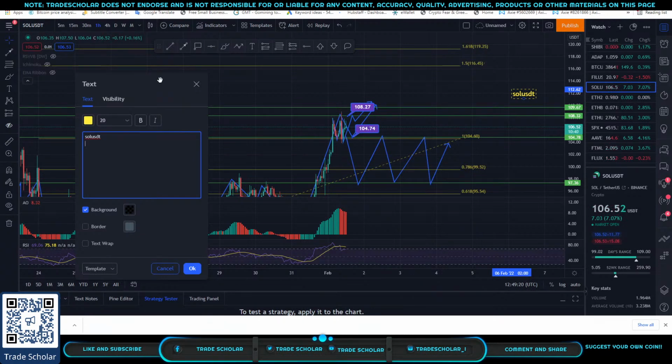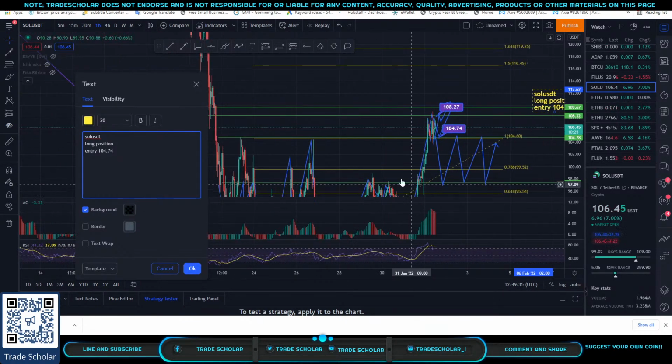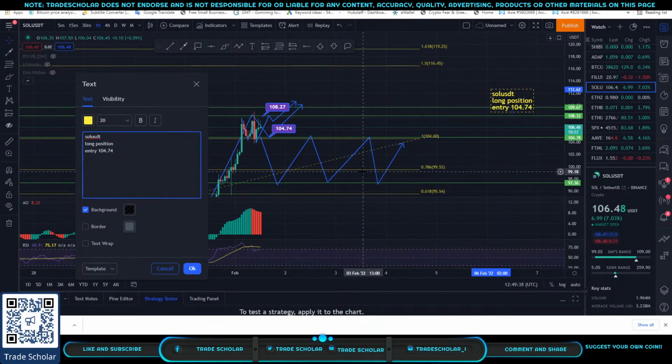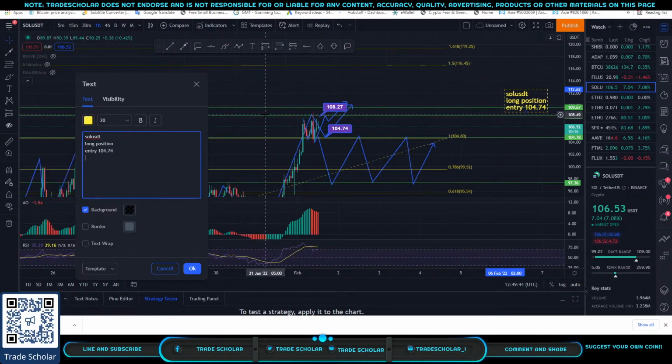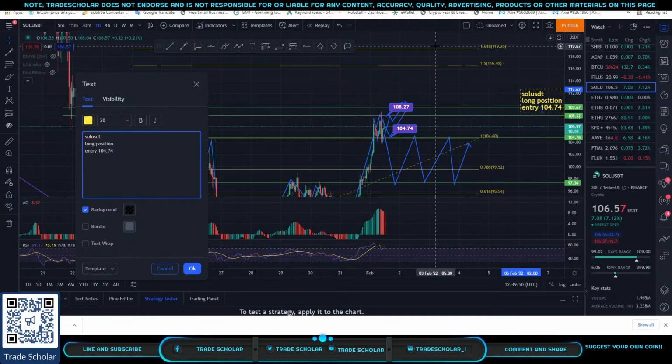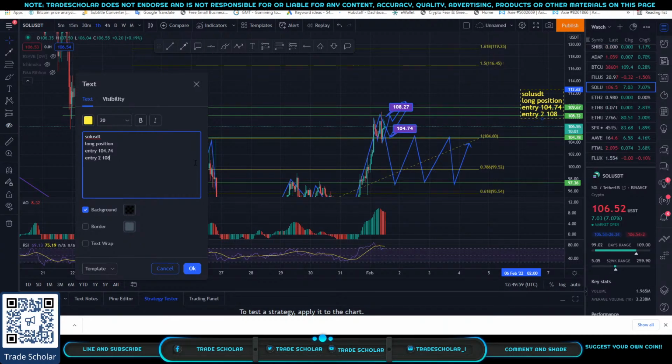Okay, let's check the long position. Entry will be 104.24. Okay, the only way. If we break this to the upside, we can also make a long position right here, okay? So if we find a confirmation to the breakout to the upside, then you can also open a long position here because we can take profit here, the upside, okay? Entry two, 108.27, okay?